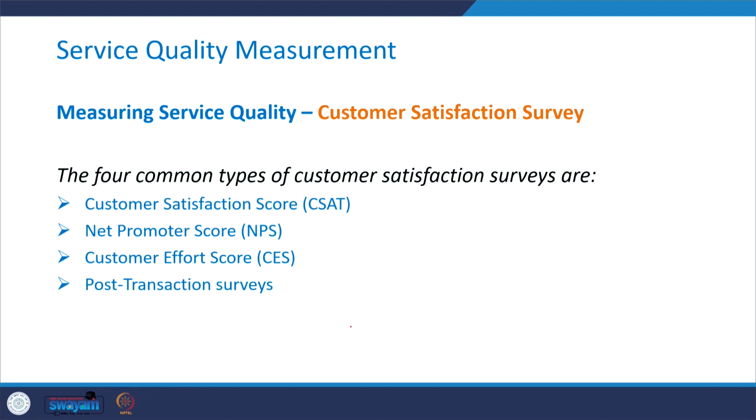So there are four common types of customer satisfaction surveys. These are CSAT, which is nothing but customer satisfaction score, then Net Promoter Score or NPS, then we have customer effort score or CES, and then post transaction surveys. Let's have a look at these one by one.